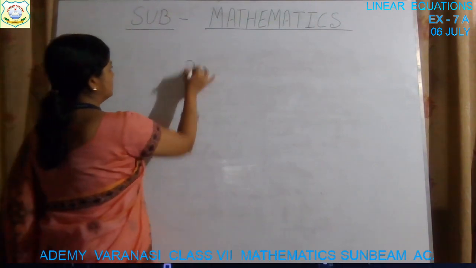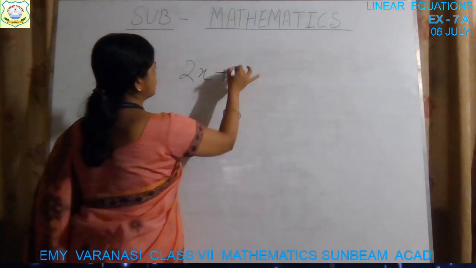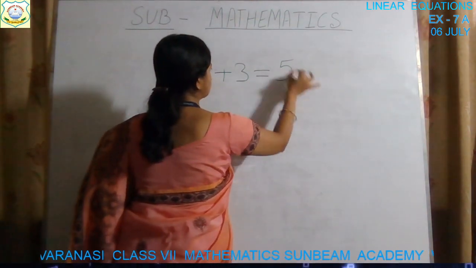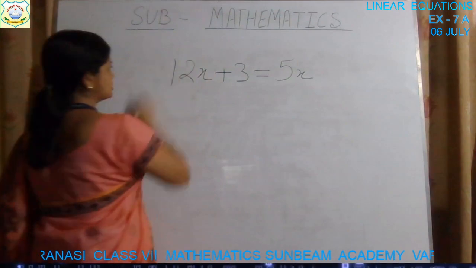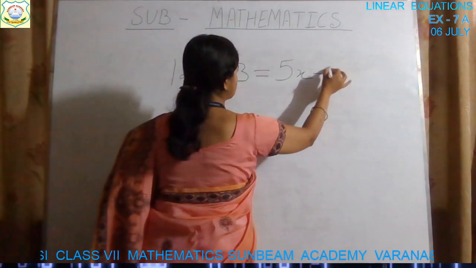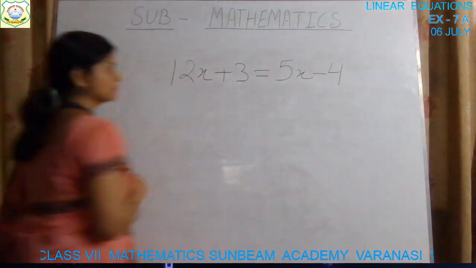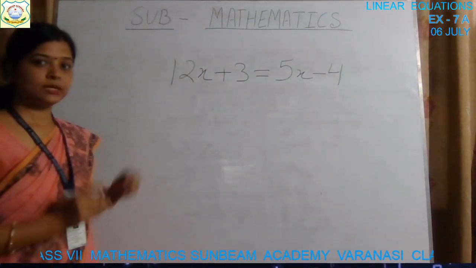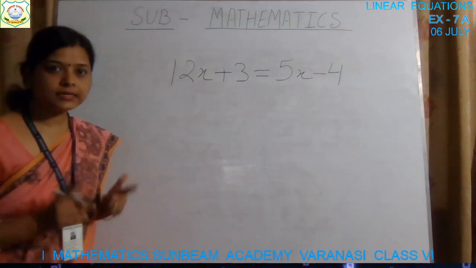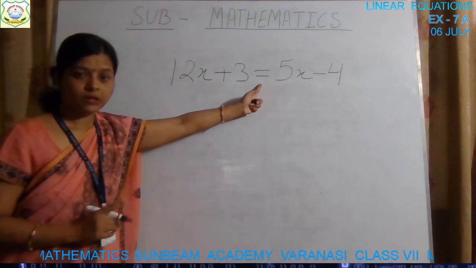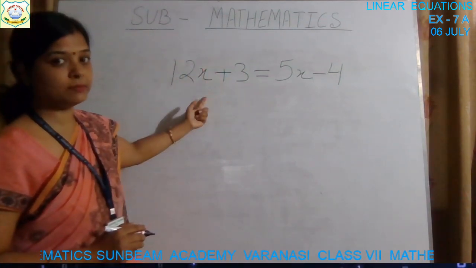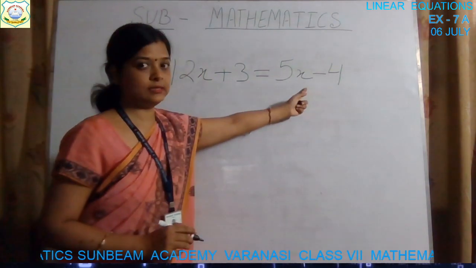Like 12x plus 3 is equal to 5x minus 4. Okay, this is the equation. It is a linear equation, isn't it? Why is it an equation? Because it has an equality sign. Why is it linear? Because the power of the variable is 1. What is the variable, children? x. Its power is 1.